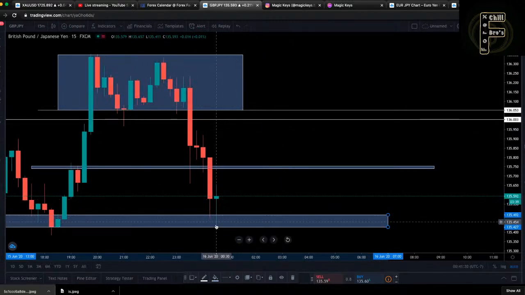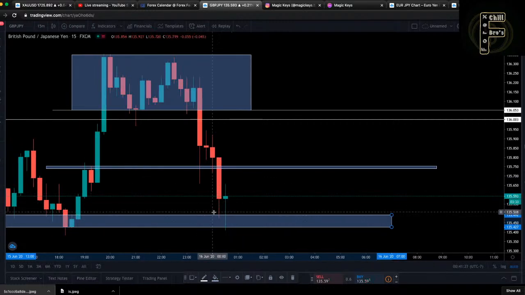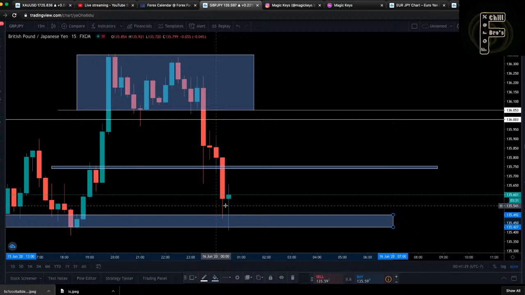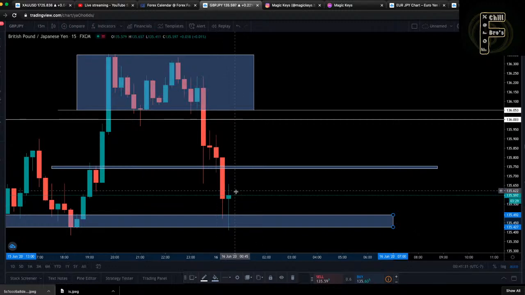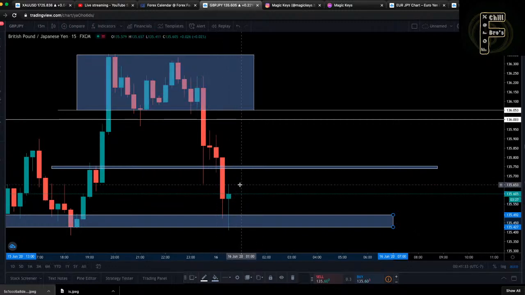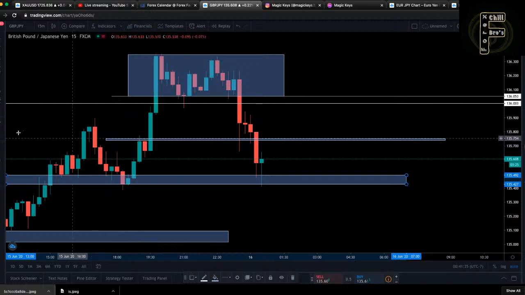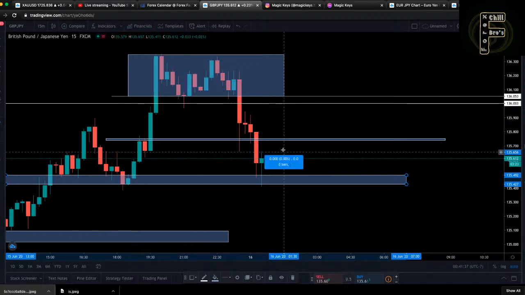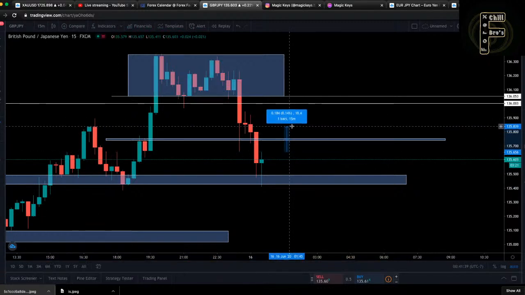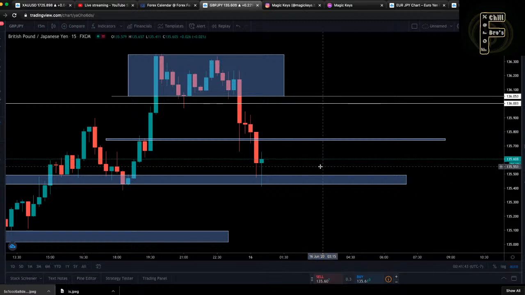Because we broke the previous low, but we're still bullish. It's kind of forming the support, but I'm not yet convinced. I'm going to be convinced on the next candle. 18 pips. Okay. Just gotta wait.